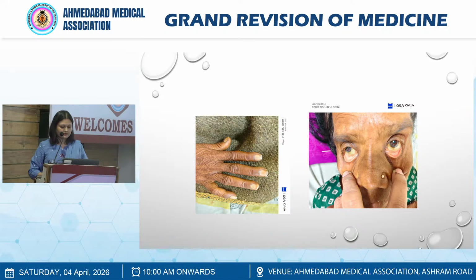So here, just look at the picture. In the first picture, you can find koilonychia, brittle nails, and pallor in the nail bed. Second, palpebral conjunctiva. Always see like this, okay?